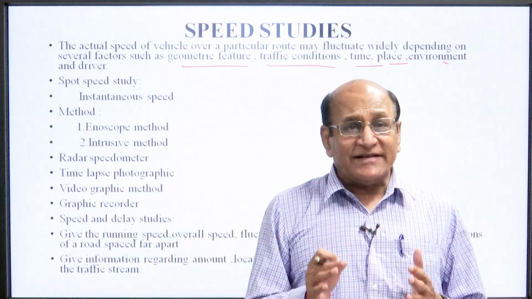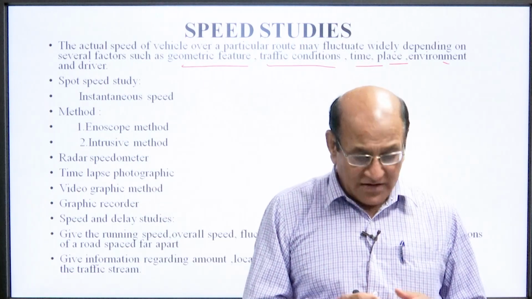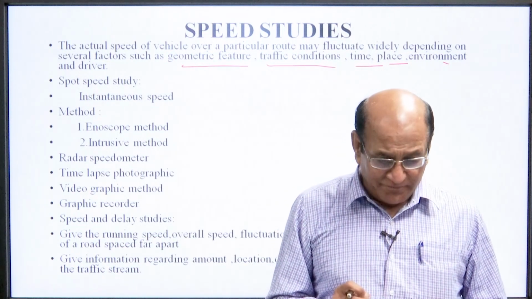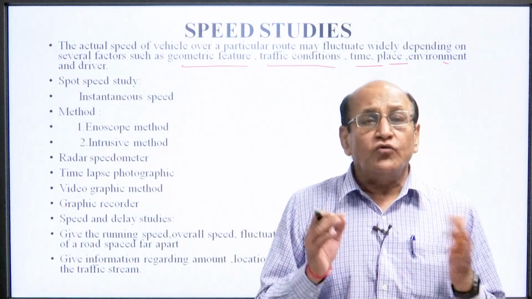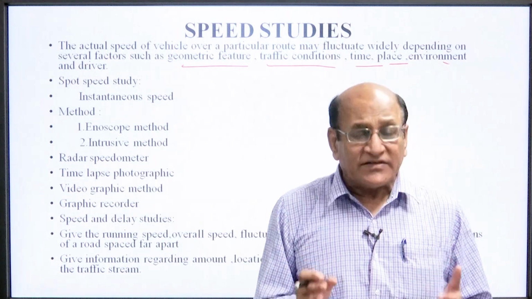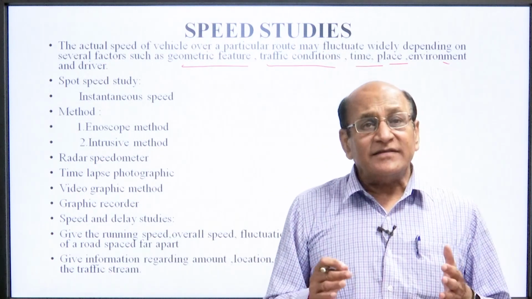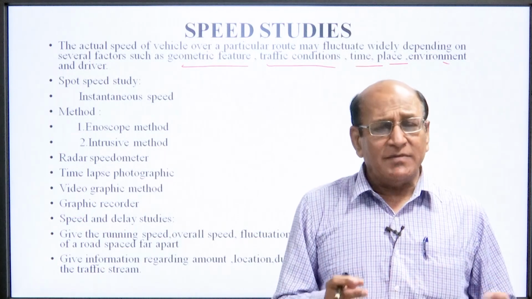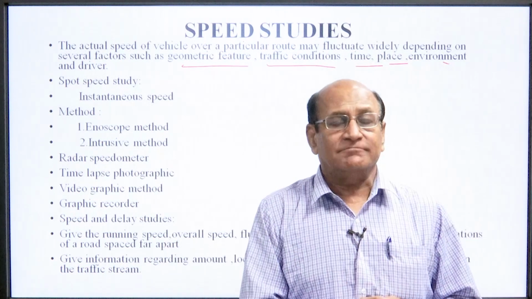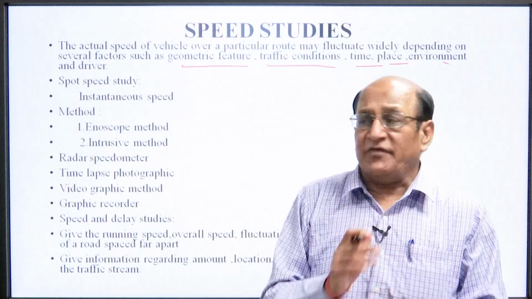A spot speed study measures the instantaneous speed. In this method, there are two types of methods used for the measurement. One is the manual method. Manual means an enoscope is placed across the road at an angle of 45 degrees, like this.